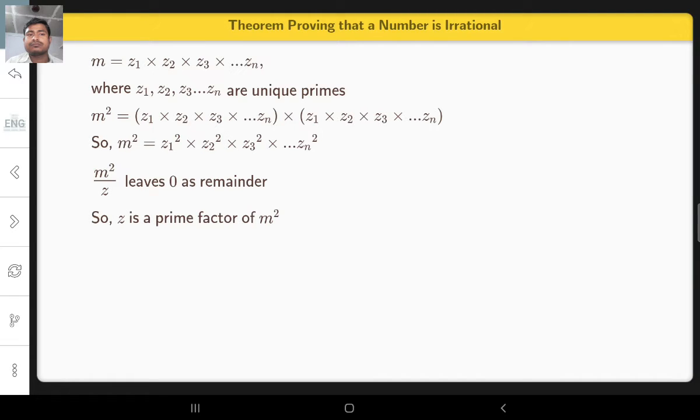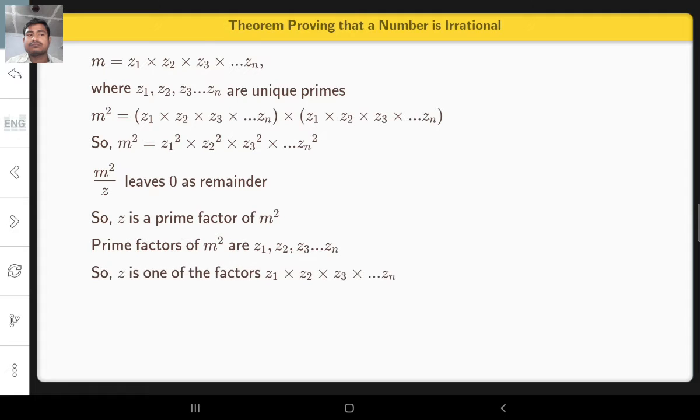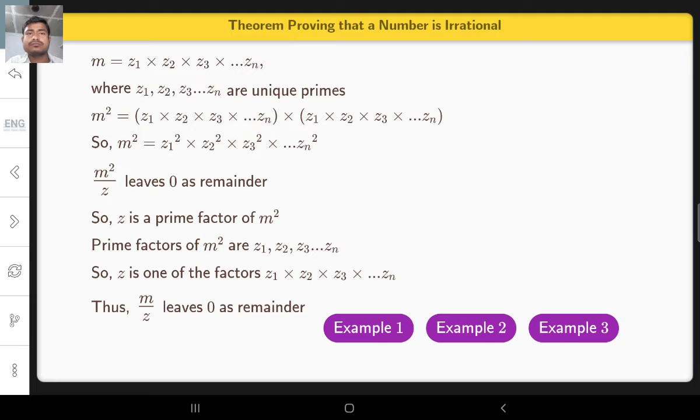Now, z divides m squared. This means z is a prime factor of m squared. Now, since prime factors of m squared are z1, z2, z3 and so on up to zn, z is one of the prime factors in the product of z1, z2, z3 and so on up to zn. Therefore, z divides m. Tap the buttons to understand this better with more examples.